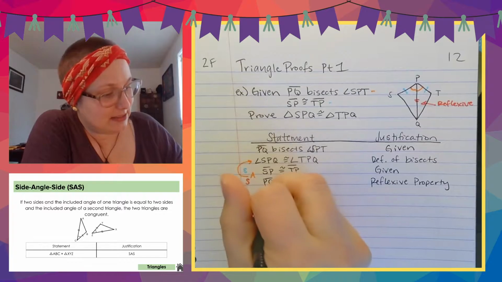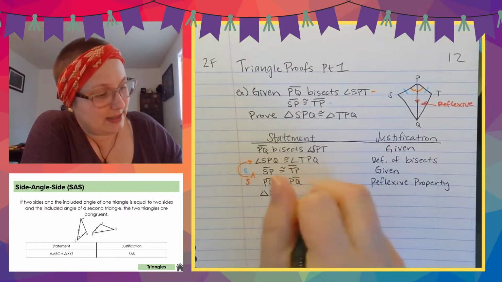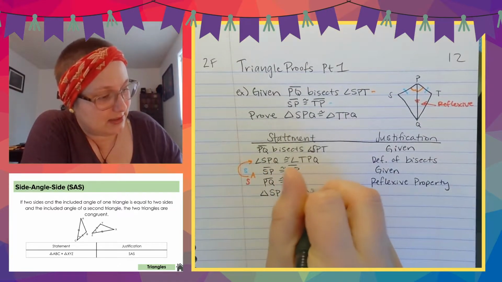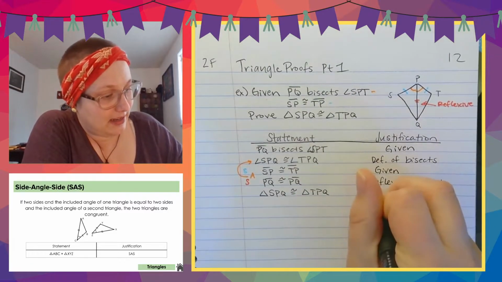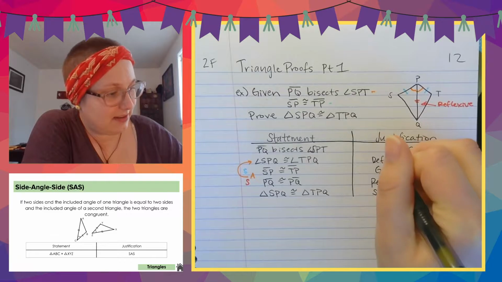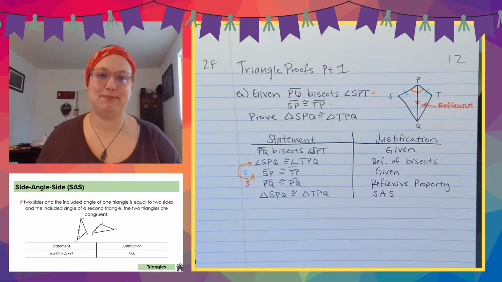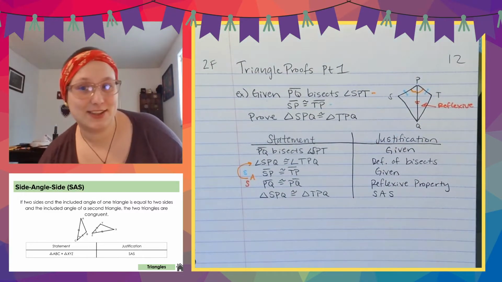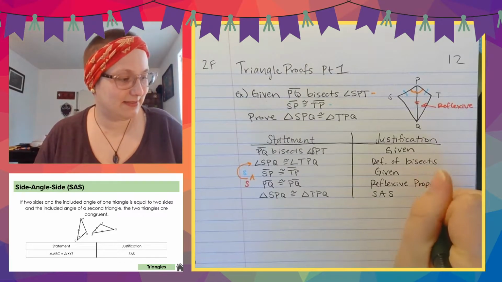Okay, so that tells me that triangle SPQ is indeed congruent to triangle TPQ by side, angle, side. Was that 5? That was 5. I did it. Great. And that's all she wrote. Oh, I do a little box because I'm done.